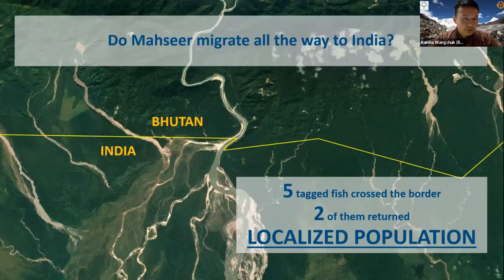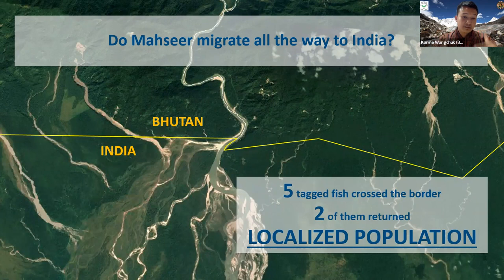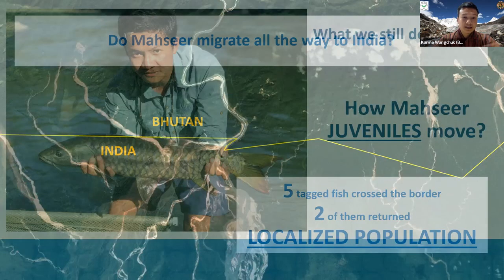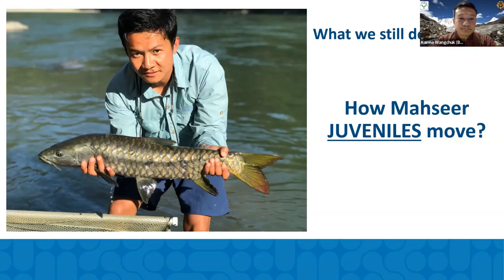Do mahseer actually migrate all the way to India? Five of our tagged fish migrated to India, two came back. We haven't heard from the remaining three, but most of our tagged fish remained within Bhutan where they are protected. So they could be a localized population that is adapted to stay within Bhutan, which is good news, that they can be conserved and protected within the boundaries of the country.